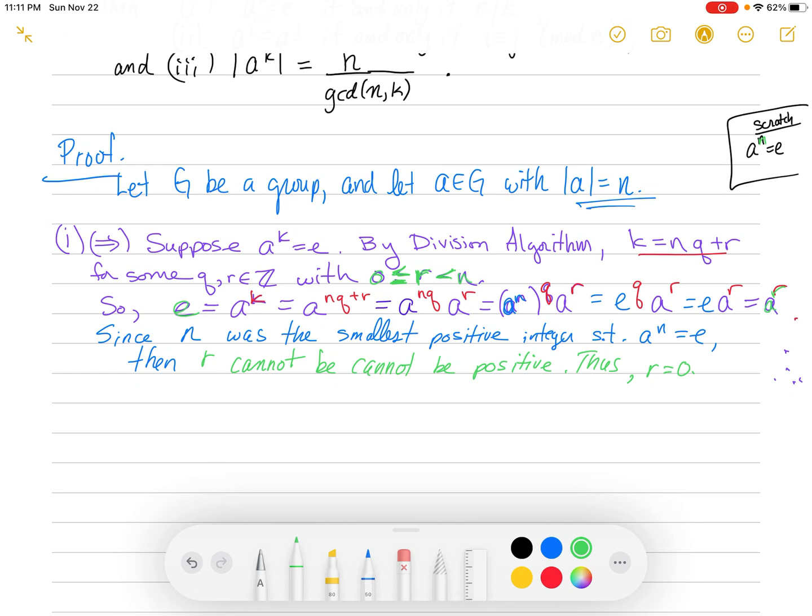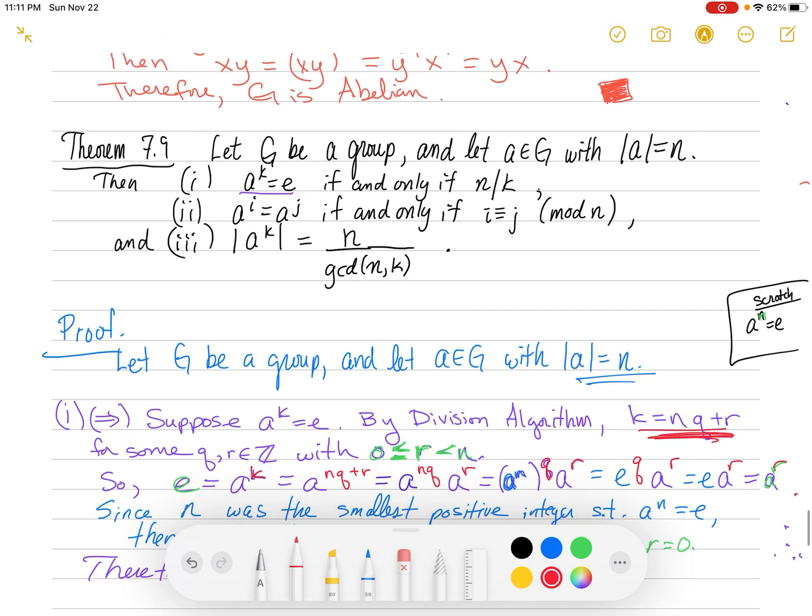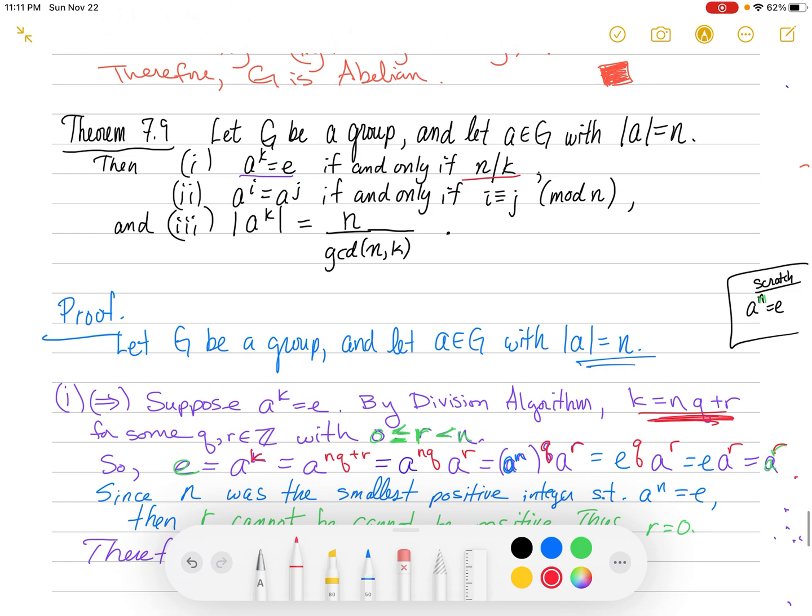So what does that mean? That means, let's go back to purple, that means therefore k equals nq, and rather than putting a plus r on the end, right? Back here we had a plus r. We don't need to write a plus r because the r is 0. So k equals nq. What does that mean? Hence, that means n divides k. And that's what we wanted to prove, right? We wanted to show that if a to the k equals e, then n divides k.